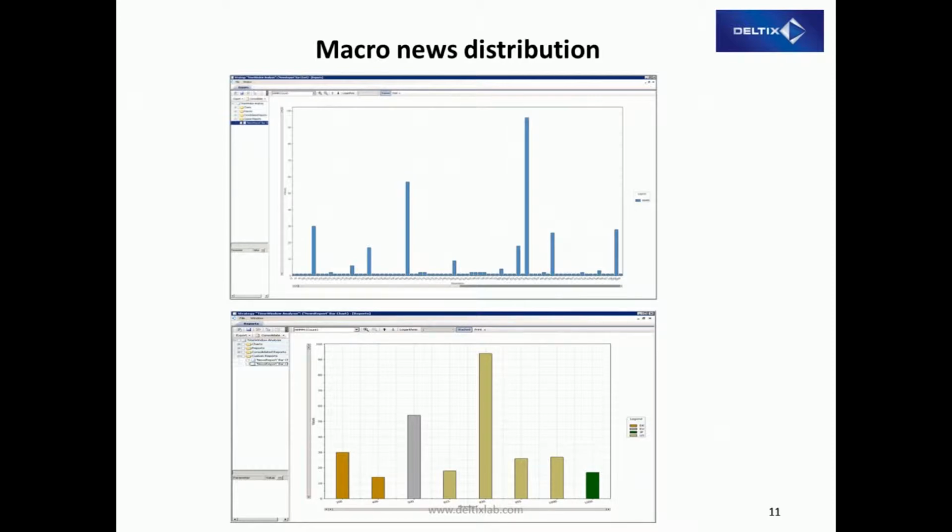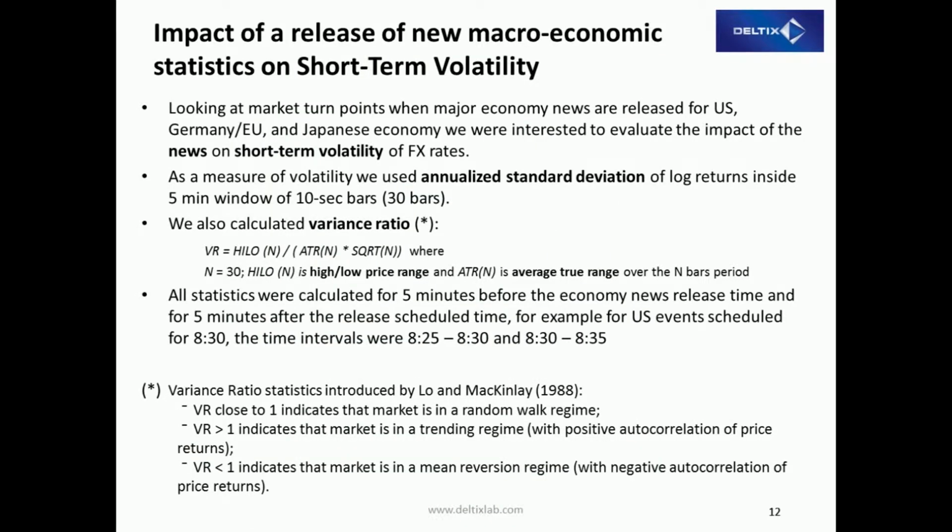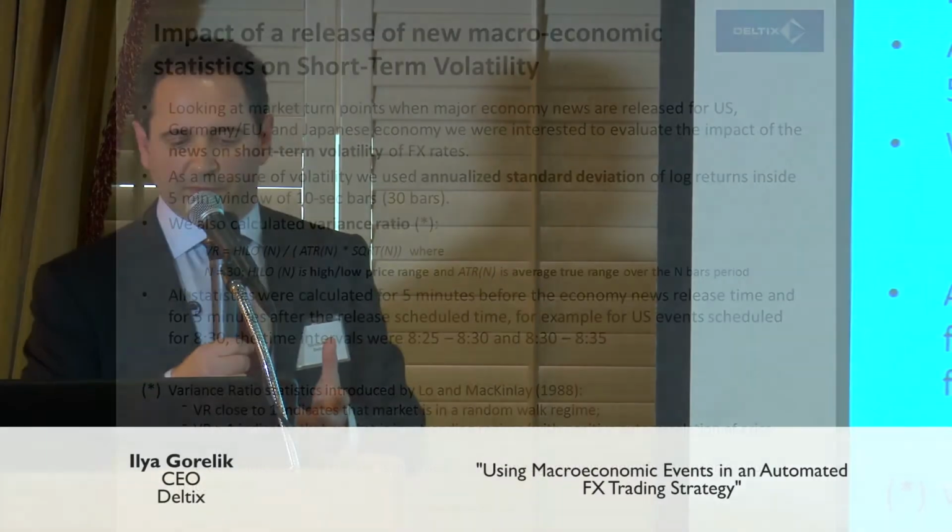At this point, you can even ask the question, why RavenPack? At this point, it's more like an economic calendar. And indeed, you could simply use any economic news calendar as a data source. So how do we study the impact of release of news statistics on short-term volatility?